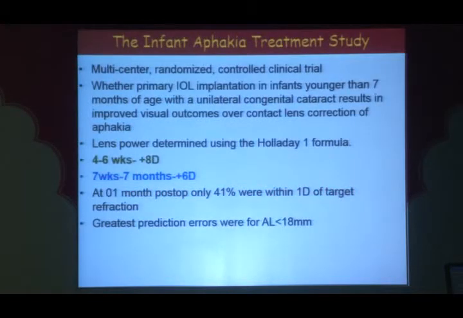The Infant Aphakia Treatment Study also aimed for a hypermetropia of about plus 8 diopters in infants between 4 to 6 weeks, and from 7 weeks to 7 months they aimed for a hypermetropia of about plus 6 diopters. At 1 month post-op, they found that only 41% of infants were within 1 diopter of target refraction. They also suggested that the greatest errors were for infants whose axial length was less than 18 millimeters.